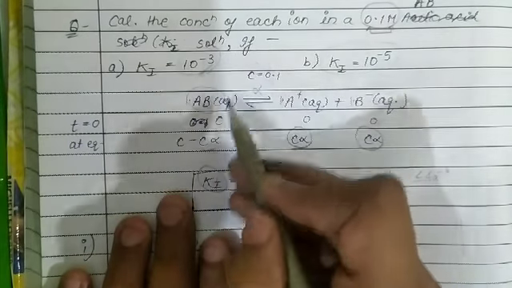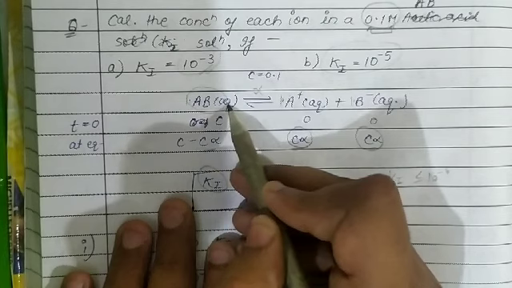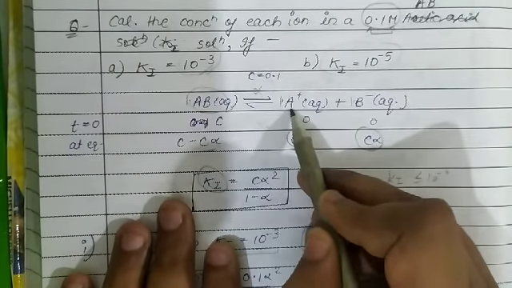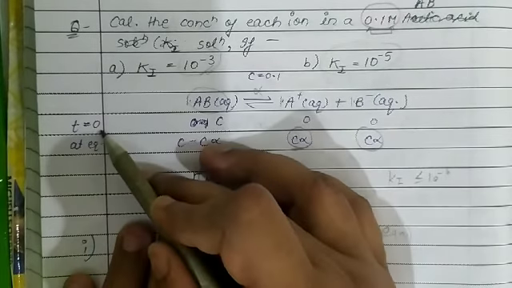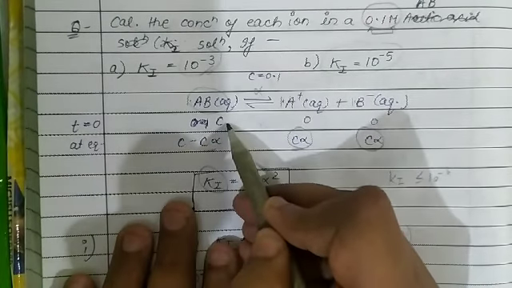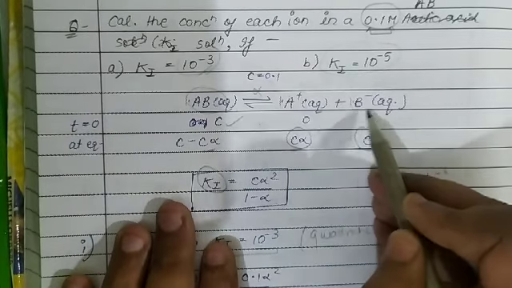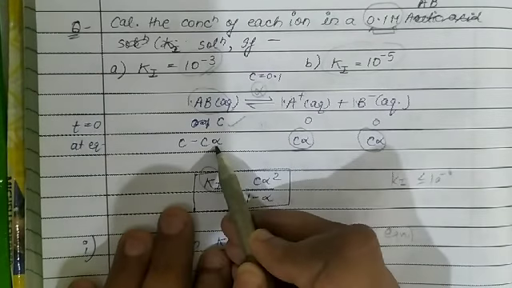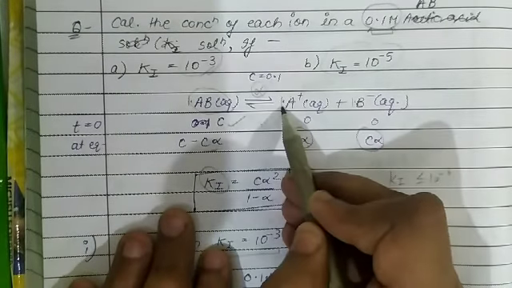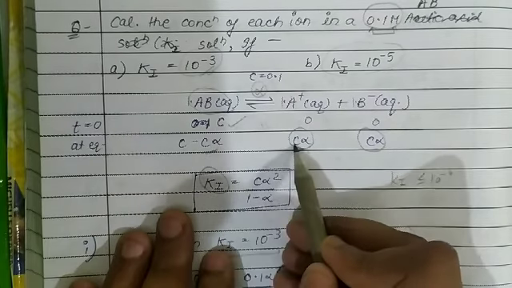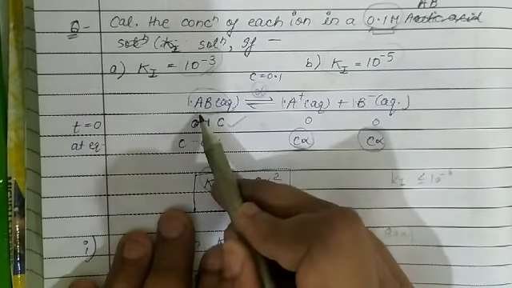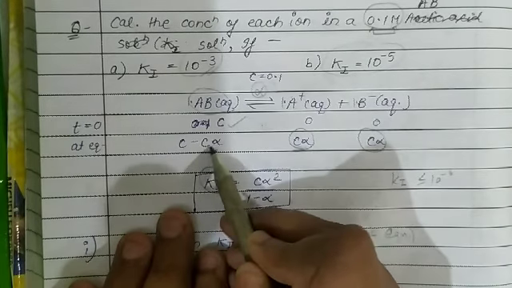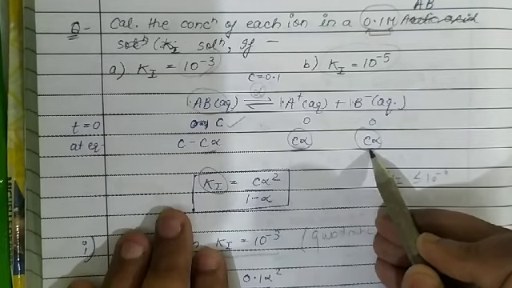When the weak electrolyte AB with initial concentration 0.1 dissociates, it gives A plus ion and B minus ion. At t equal to 0, the initial concentration we take as C, and the ions are 0, 0. At equilibrium, when the degree of dissociation is alpha, AB will be C minus C alpha. As the coefficient ratio is 1:1, A plus will also be C alpha. Again, AB and B minus ratio is 1:1, so B minus will also be C alpha.